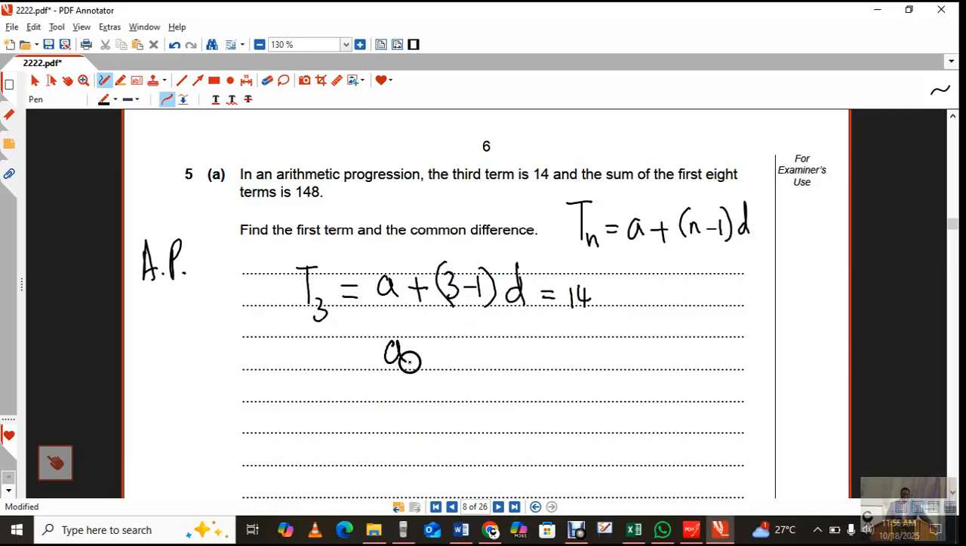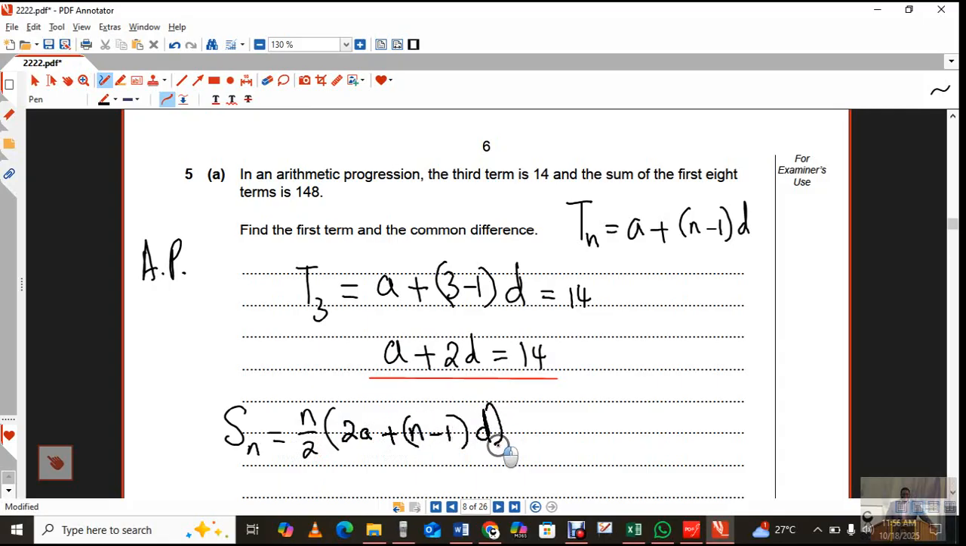So my equation is a plus 2d equals 14. This could be considered my one equation. Then they are also saying the sum of the first 8 terms. Now the S sub n formula of an AP is n over 2, then 2a plus (n minus 1) times d.